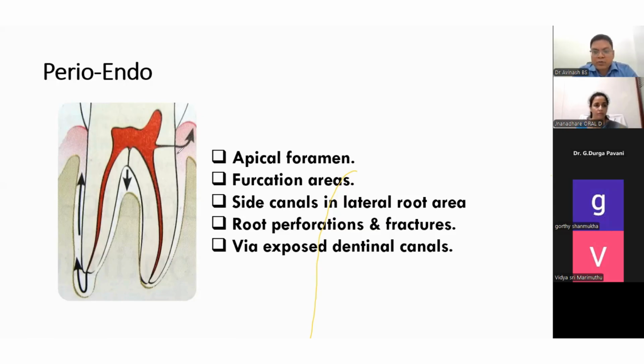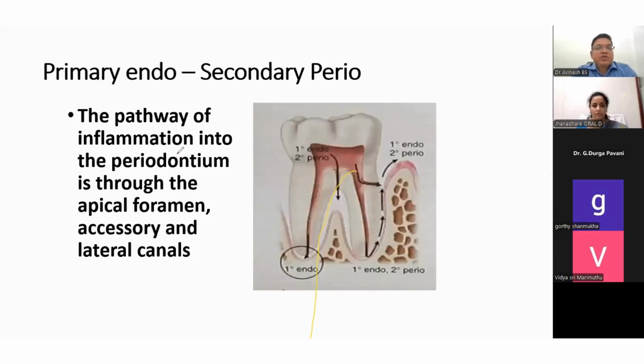I'm not talking about more of academics. Just for day-to-day practice, we can classify this as primary endo, secondary perio. That means it is primarily an endodontic lesion. That means there is caries, or there is a tooth which has had trauma and has become non-vital, and you have a periapical lesion. From there, it progresses to the periodontal region. So this is primary endo and secondary perio.